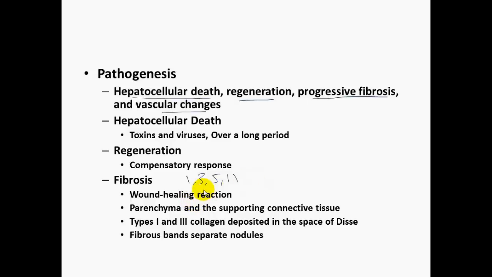So if you have a lot of fibrosis, all these types of collagens which were actually absent in the space of Disse, remember that space of Disse which is between the sinusoidal lining and the hepatocyte. So that space of Disse never had any collagen. They may have a few type 4 collagen, but they don't really have these types of collagen. So these types of collagens will be deposited in the space of Disse and is going to lead to formation of these fibrous bands which will be separating those nodules.